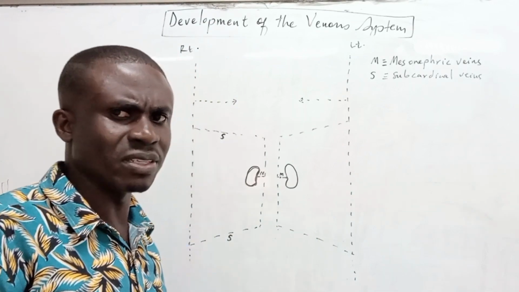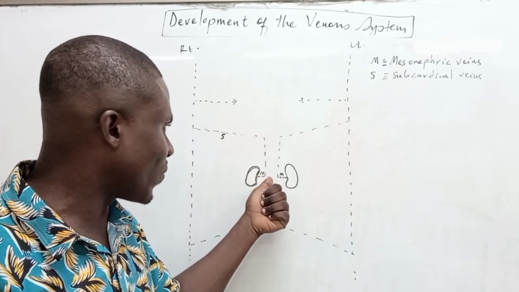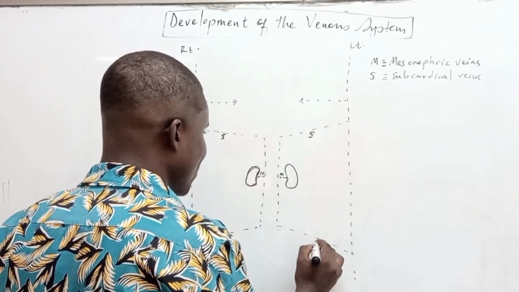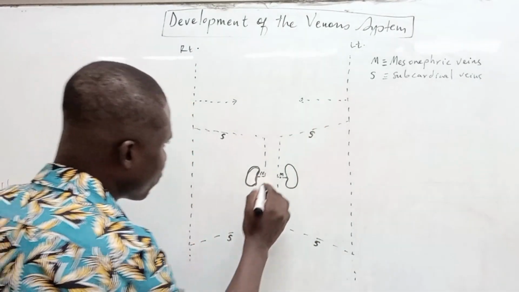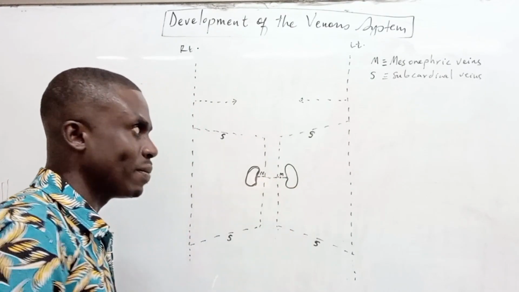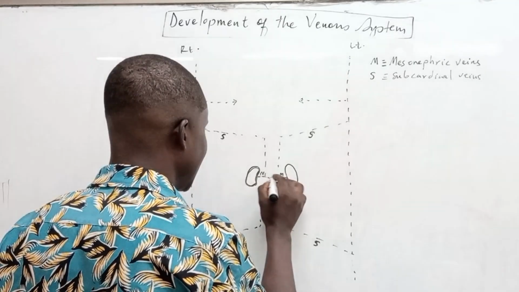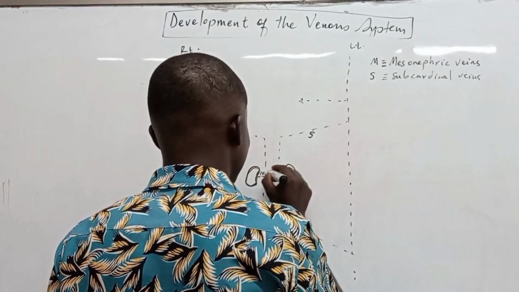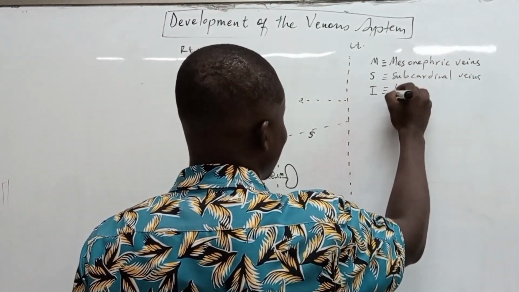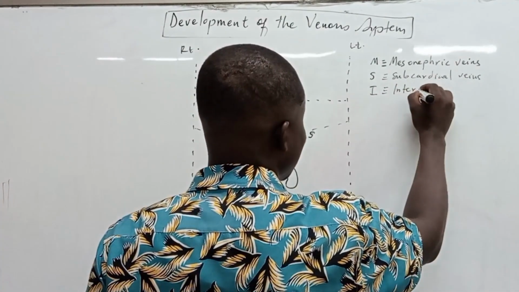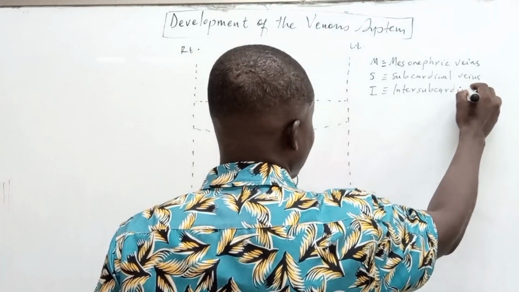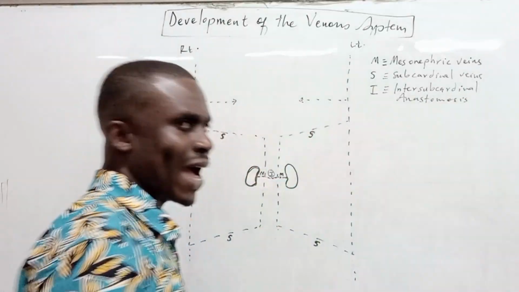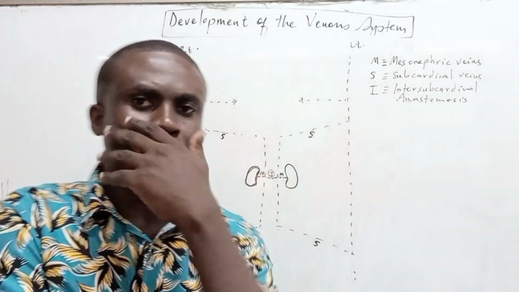Now, my friends, something else also happens. You know, there's this kind of connection. The left and right subcardinal veins also communicate. And that communication between them is something we also call, let me call it I. And I over there is something that we call intersubcardinal. Inter is in between the subcardinal veins, so intersubcardinal anastomosis. Intersubcardinal anastomosis. Okay, that's also there.